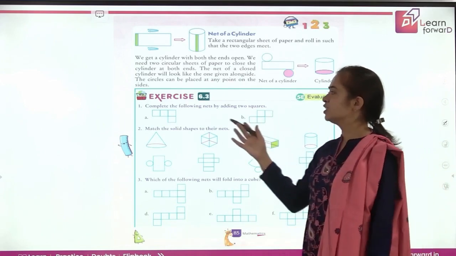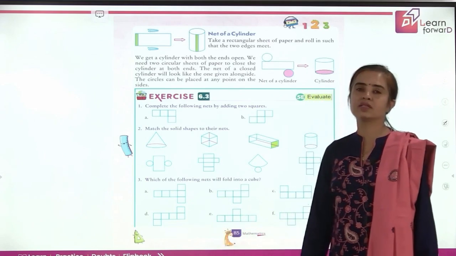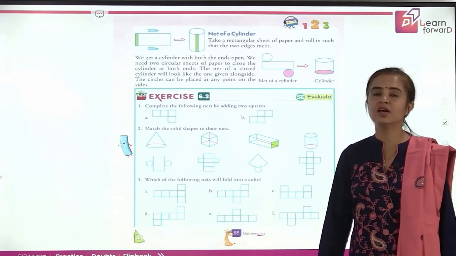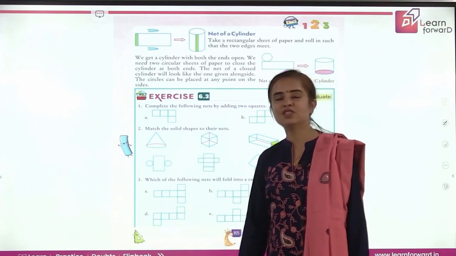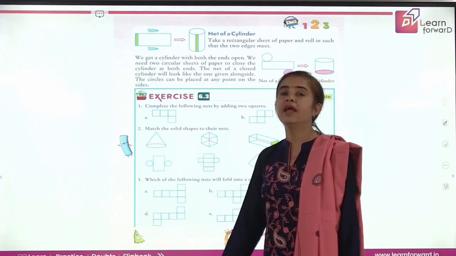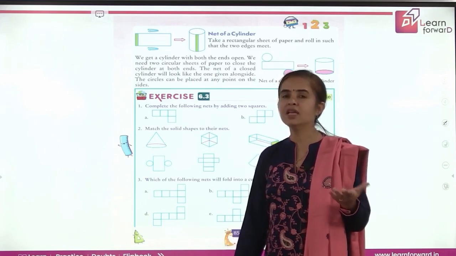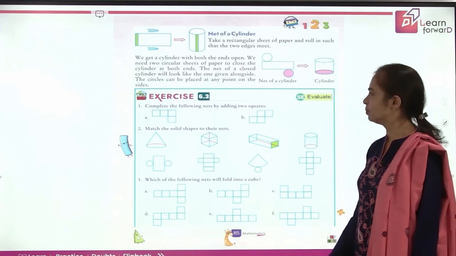As an exercise for you, you have to complete the following nets by adding 2 more squares. How many faces are there in a cube? 6. How many do you see here? Just 4. So what you can do? You can make such nets of your own and then see which of the faces are missing and where you can add 2 more squares to complete your net.